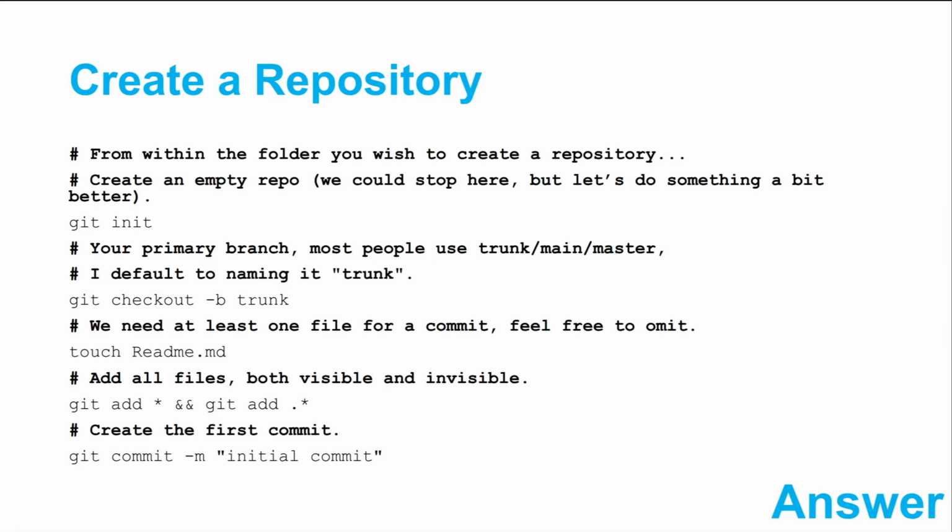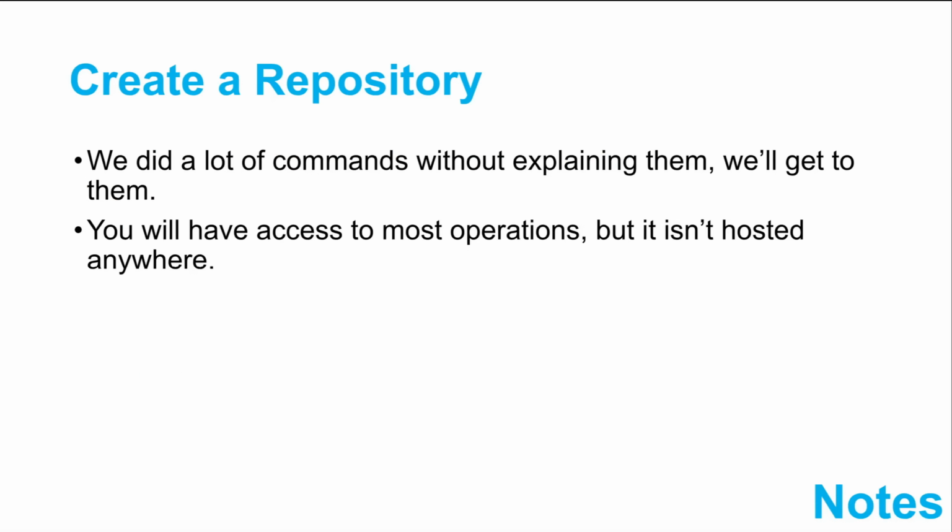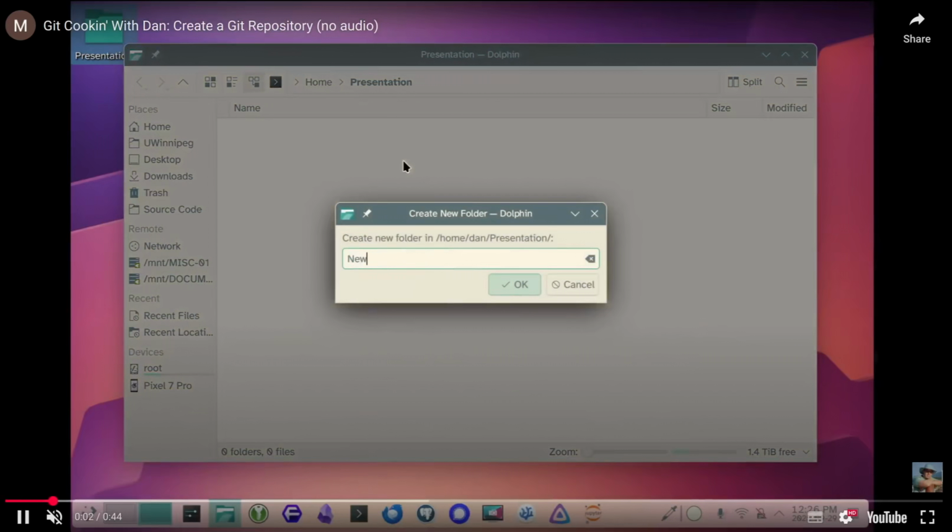Then we add our files. One thing of note is that visible files as well as invisible files need to be added separately. And then we commit these changes to our repository with a message. Now, the first one's usually something simple like initial, first, something like that. But it's always good to have it, at least in professional environments, to be more descriptive. So let's go through these. So we're going to create a new folder.